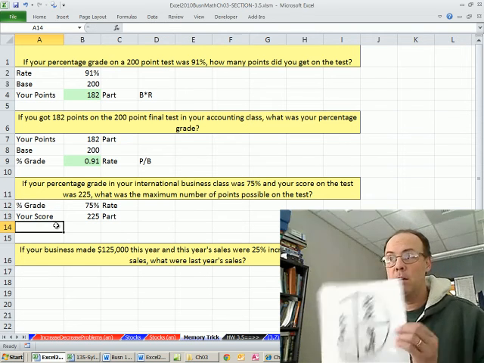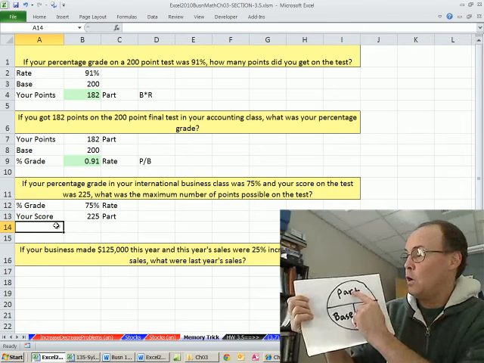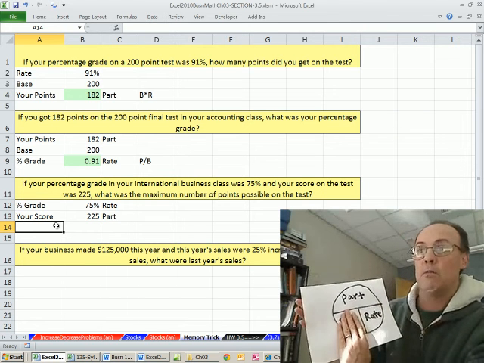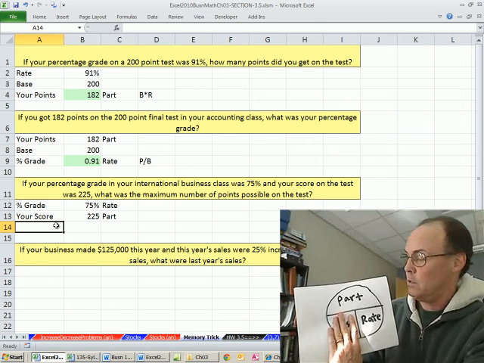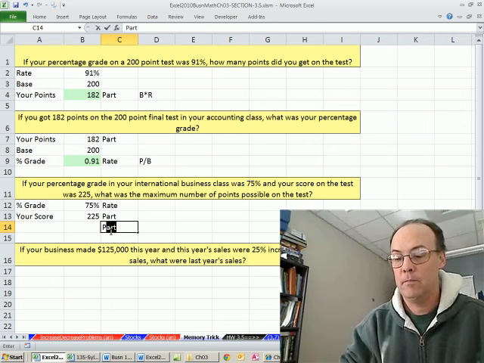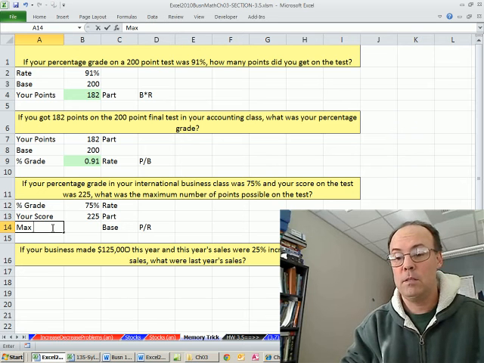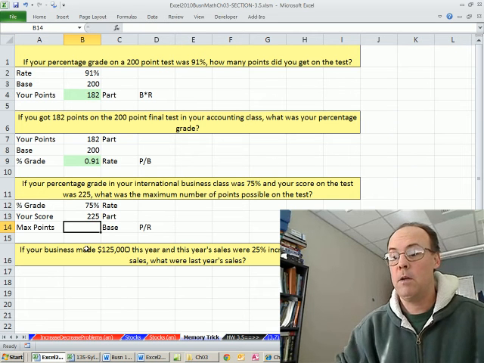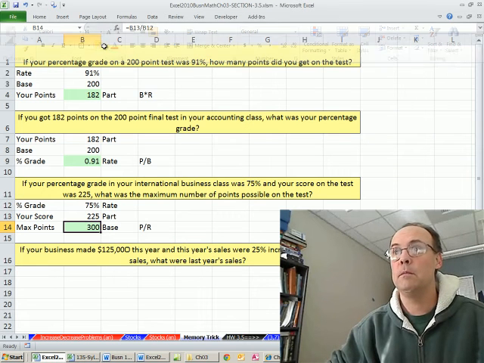So now let's come over here. So we have rate and part. So we're trying to solve for base. That's the original possible maximum points on the test. Oh, so our formula is part divided by rate. And there's our formula. This is the base, max points, right? So we go equals our part, divided by our rate. So it looks like it was 300.